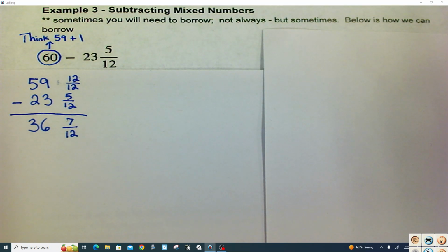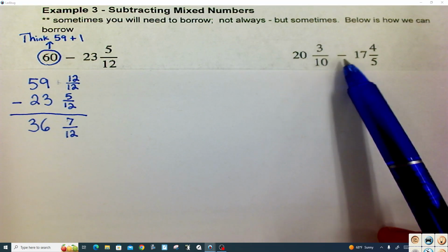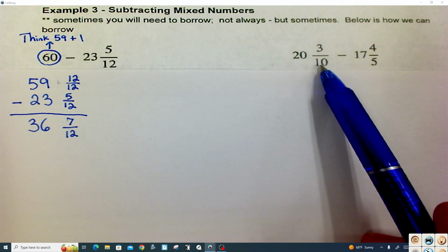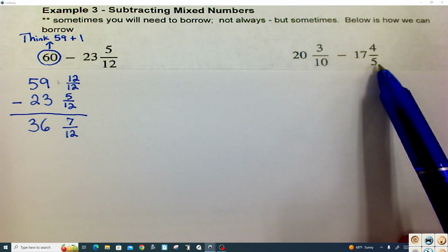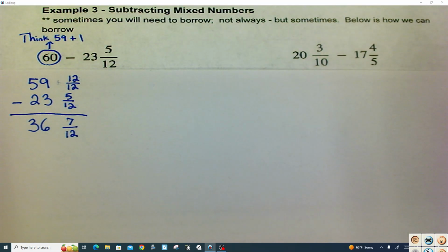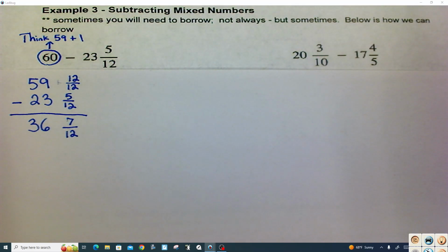But what about this other situation? We have 20 and 3/10 minus 17 and 4/5. And you'll see this situation a lot more, where the 10 and the 5 are not common denominators, and you don't really know what you're going to get until we get into the situation. So let's go through and get common denominators and rewrite the problem vertically. If you like it horizontally, you can keep it just like this, but I like it vertically myself.